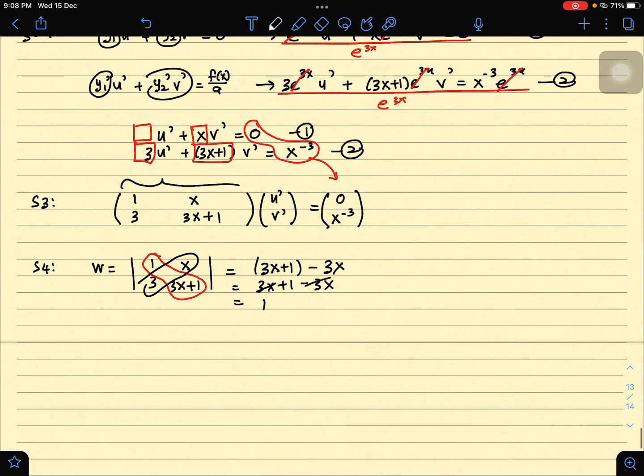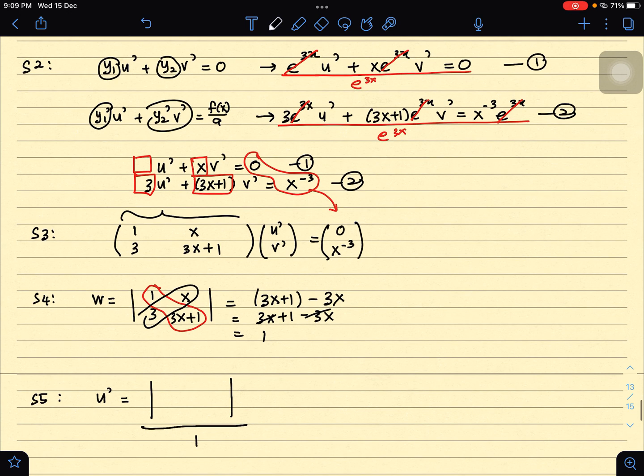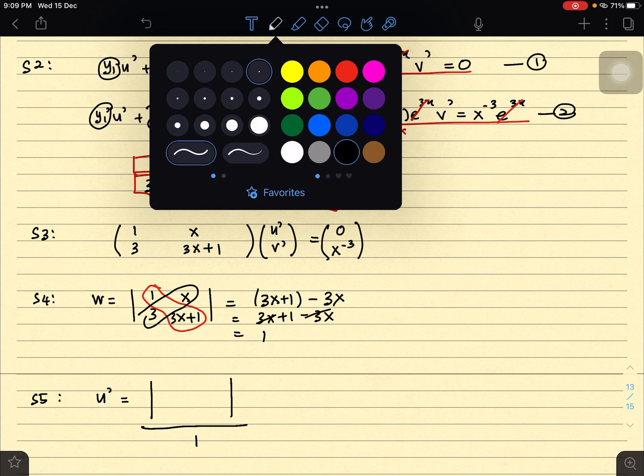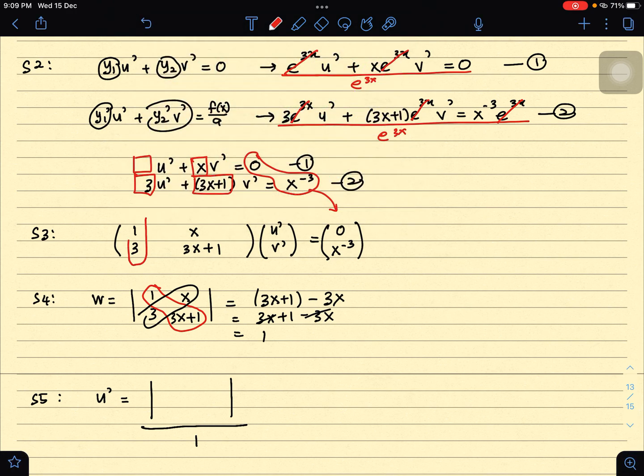So settle. Step number 5, you need to find what is u prime. To find u prime, you need to find the determinant of matrix u bahagi dengan Wronskian, which is 1. Okay, so apa dia matrix u? Matrix u adalah kolom untuk u adalah kolom yang pertama, gantikan dengan this one. So you will have on the first column 0, x negative 3, dan kolom kedua ni awak copy je balik. X 3x plus 1.